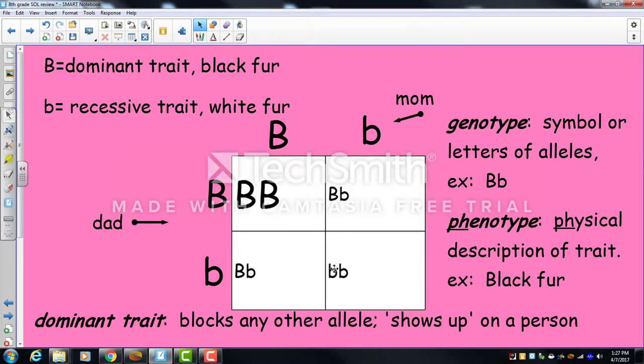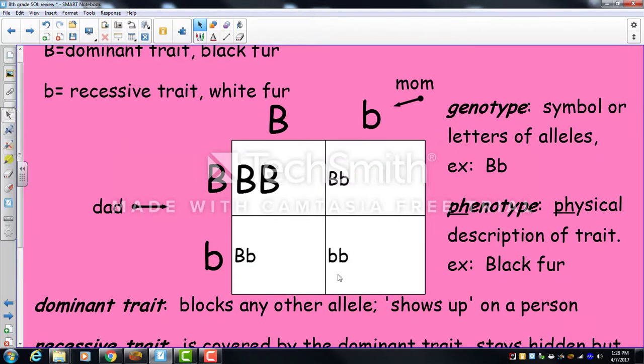No dominant allele to cover this up. So this is two lowercase b's, homozygous recessive. Okay, homozygous recessive white fur. So the genotype, once again, would be the letters, big B, etc.